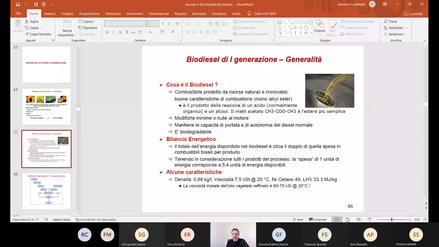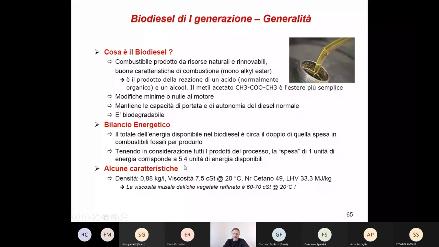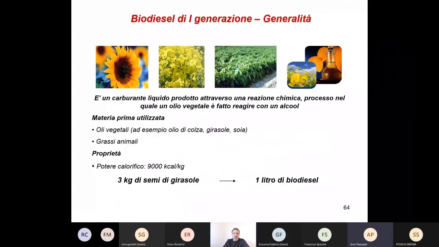Okay. So you have this very simple slide, just to remind you of the ratio: 3 kilograms of seeds are able to produce 1 liter of biodiesel. This is the only information I underline again, which is important, which is the same as for first generation bioethanol, okay, and so it's easy to remember.